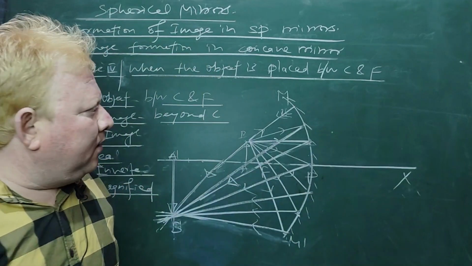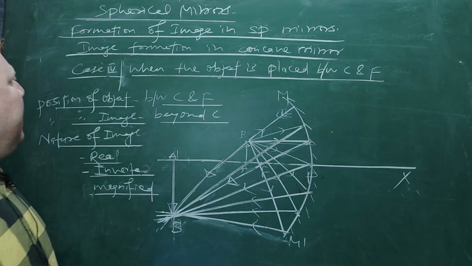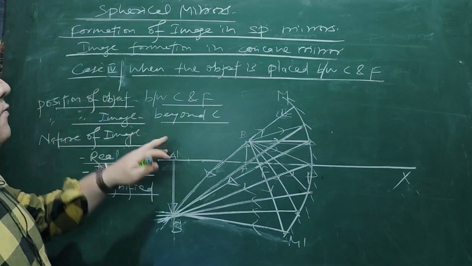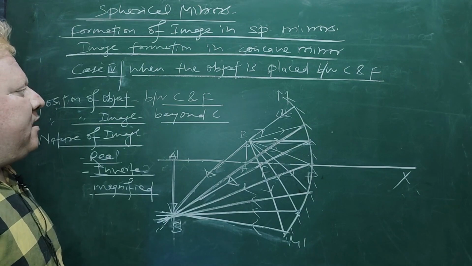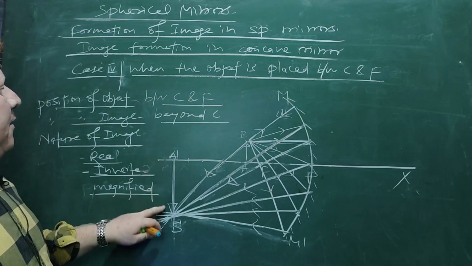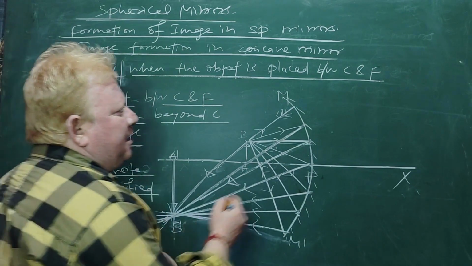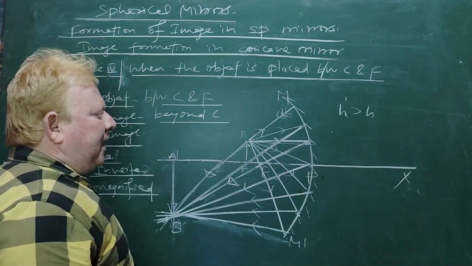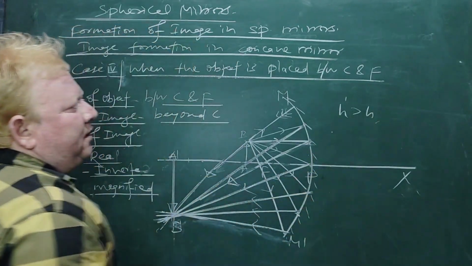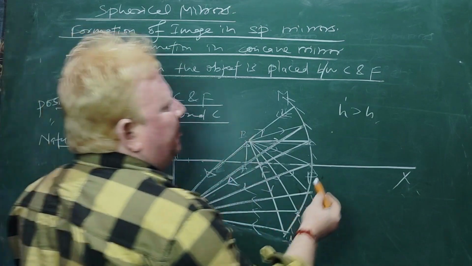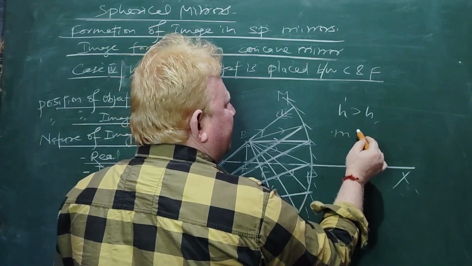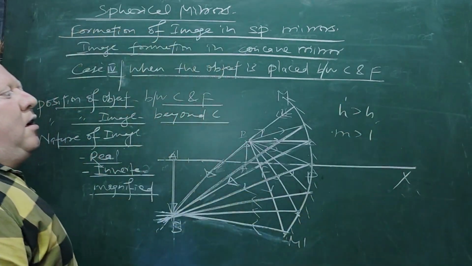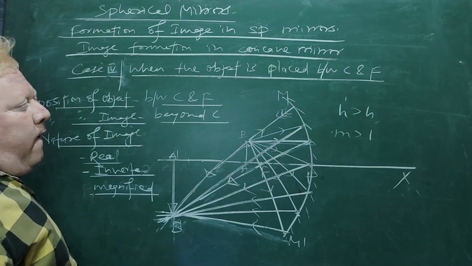Okay, so let us move on to case number 5. This is case number 4. Here the image is bigger. I mean h dash is more than h, where h dash is the height of image and h is the height of object. So if h dash is more than h, then magnification will be more than 1.